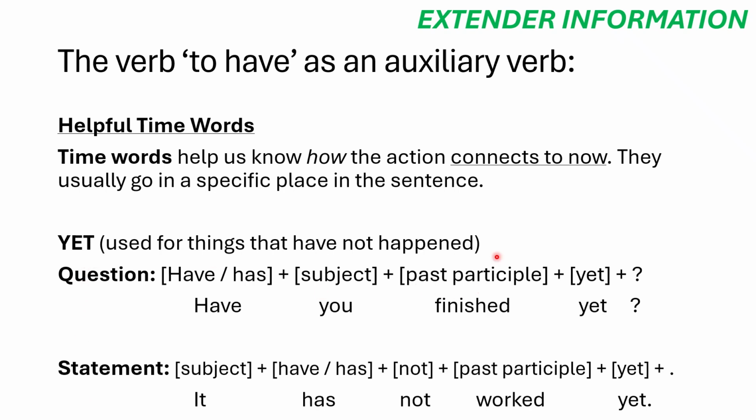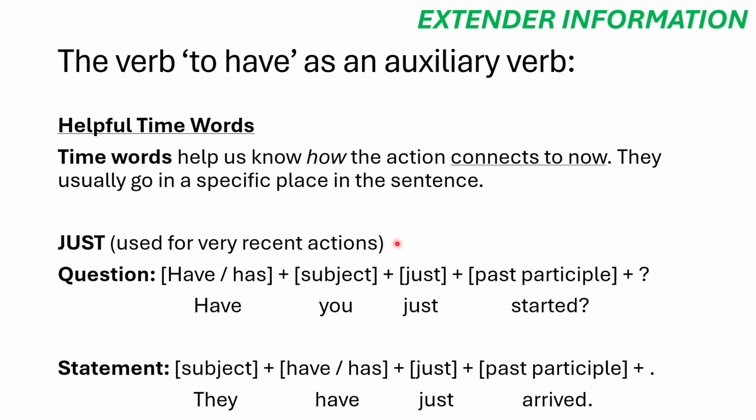Yet is used for things that have not happened. In a question, have or has plus subject plus past participle plus yet. For example, have you finished yet? In a statement, subject plus have or has plus not plus past participle plus yet. For example, it has not worked yet. Yet usually goes at the end of a sentence.